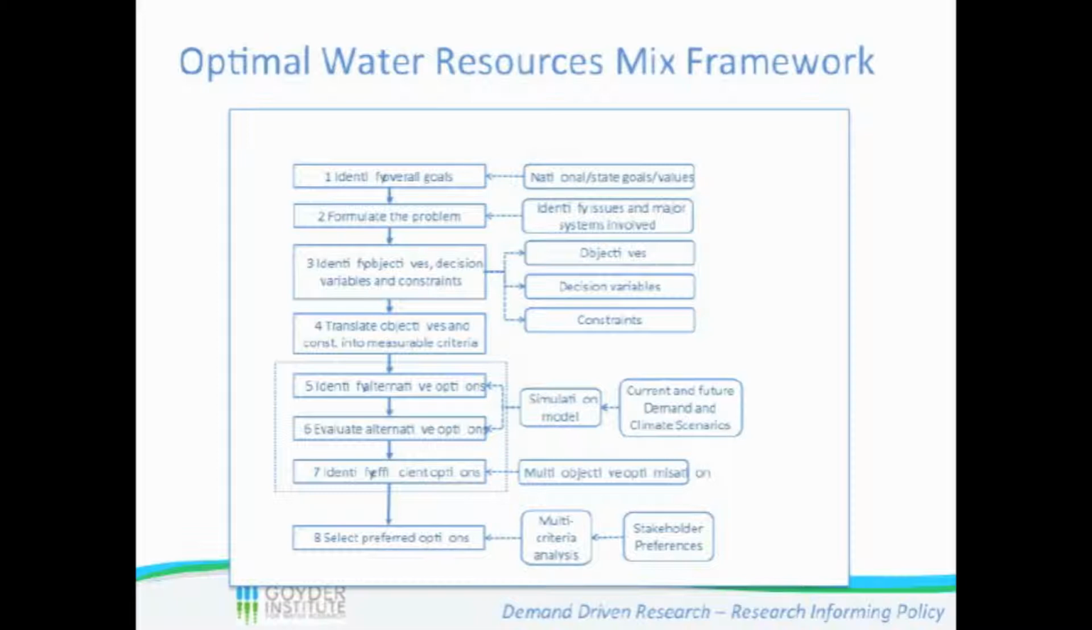But the general framework really follows the systems framework. Do we actually have a laser pointer? Doesn't look like it. So if you follow down the left-hand side, you can see we start off identifying the goals, formulating the problem, identifying the objectives and decision variables, and then the part in the box there is the modelling of different alternatives and the optimisation part, and then at the end there's selection of preferred alternatives involving stakeholder preferences.